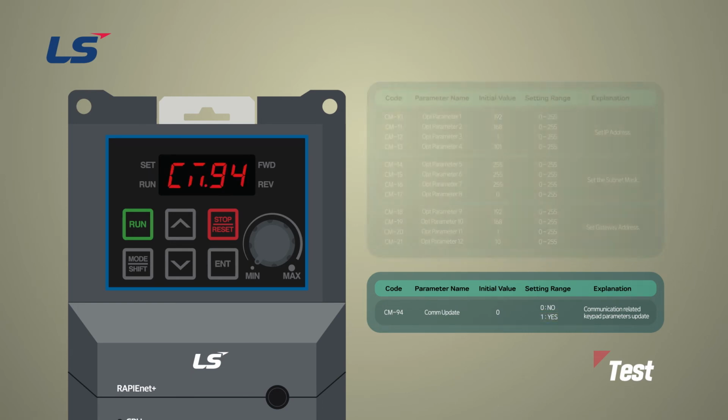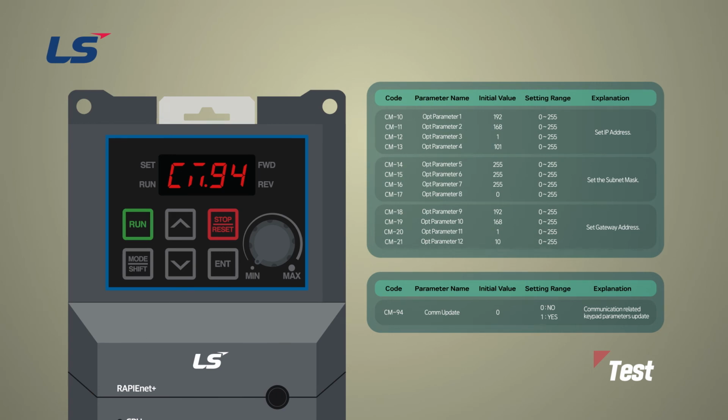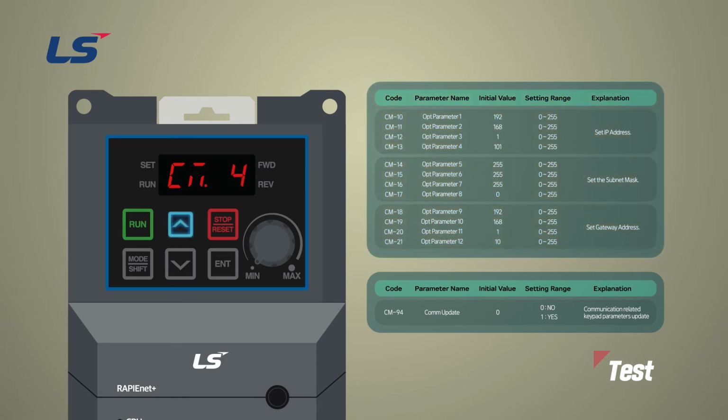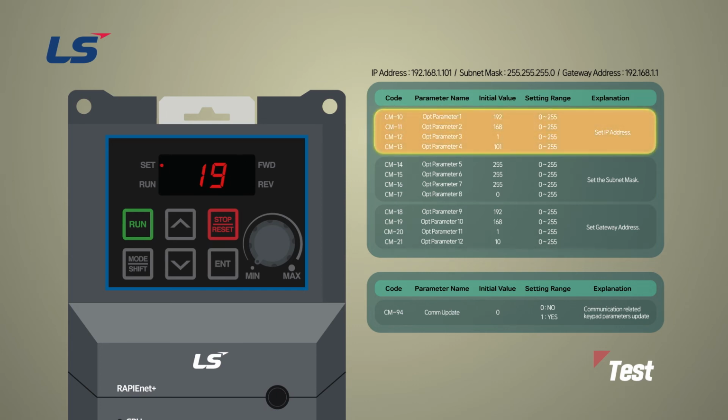Since RAPIEnet communication is Ethernet-based communication, you need to set an IP address for communication. It must be set in the same IP band as the host controller. In this video, we will set the IP address to 192.168.1.101, subnet mask to 255.255.255.0, and gateway address to 192.168.1.1. The IP address is set in CM group numbers 10 to 13.